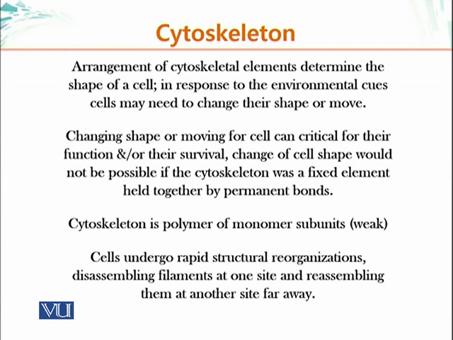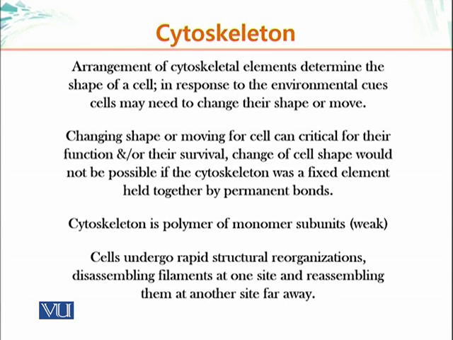In response to environmental cues, cells may need to change their shape or move. Changing shape or moving of a cell is critical for their function and, of course, their survival. Change of cell shape would not be possible if cytoskeleton was a fixed element held together by permanent bonds. So in response to different environmental cues, cells have to change their shape, and shape is determined by the cytoskeleton, which is present inside the cell.